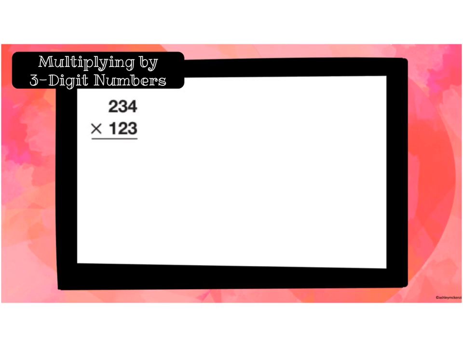top numbers. So I'm going to do 3 times 4, which is 12, carry the 1. Then 3 times 3, which is 9, plus the 1 that I carried, makes 10. And then 3 times 2 is 6, plus the 1, which is 7. Now I'm going to change colors so that you guys can see my next partial product.